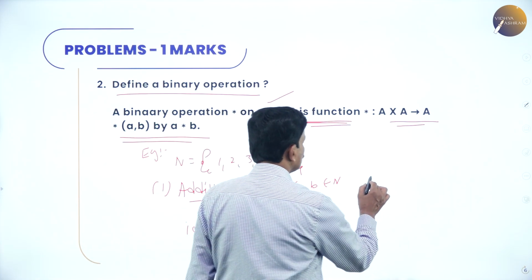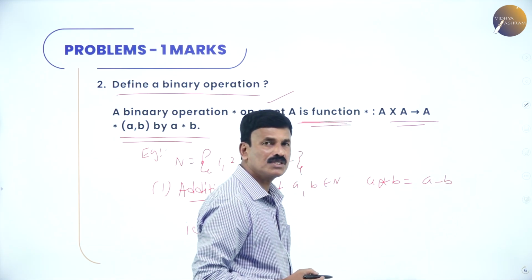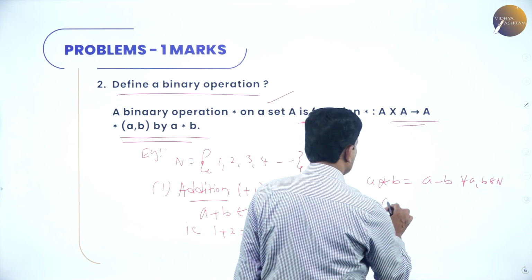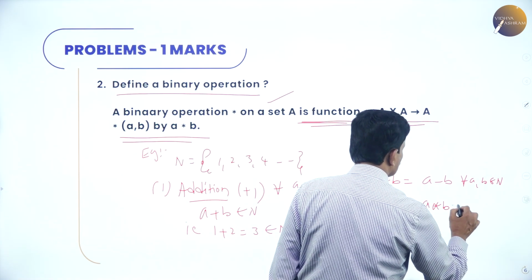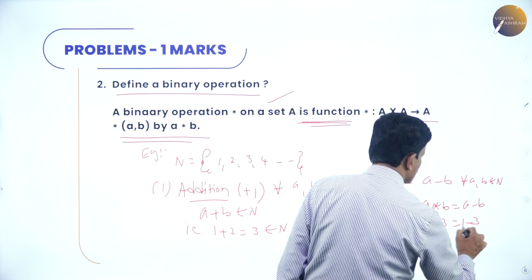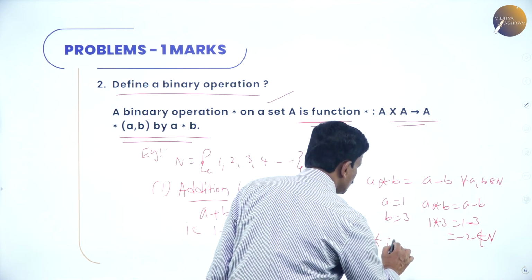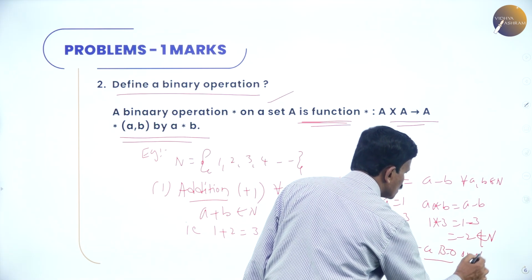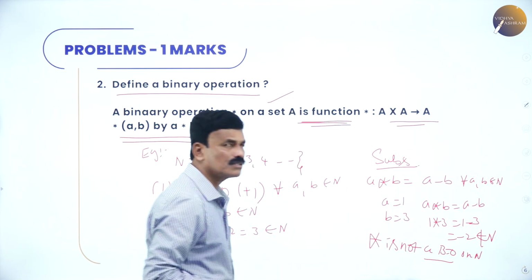Suppose I consider subtraction, if a star b is defined by a star b is equal to a minus b for all a comma b belongs to N. Let us take a is equal to 1, b is equal to 3, then 1 star 3 is equal to 1 minus 3 is equal to minus 2, which does not belong to N. You can say that star is not a binary operation on N. That means subtraction is not a binary operation on N.